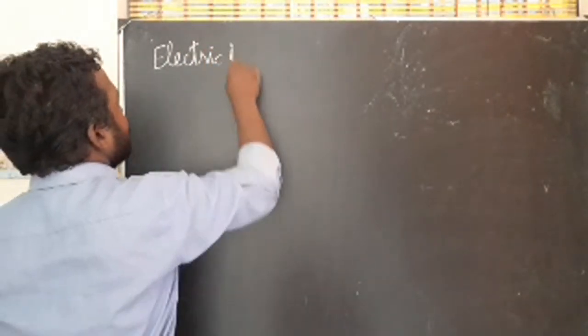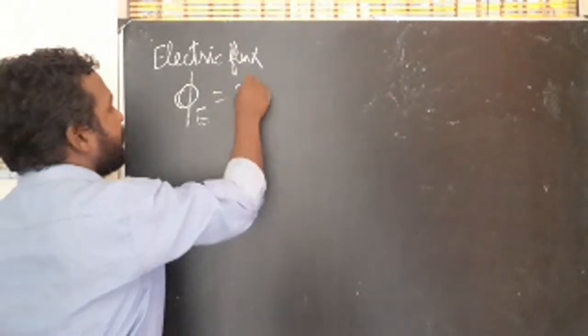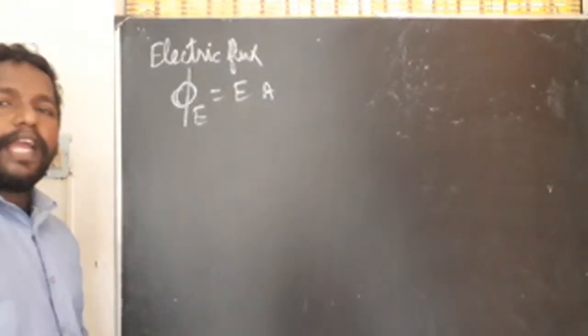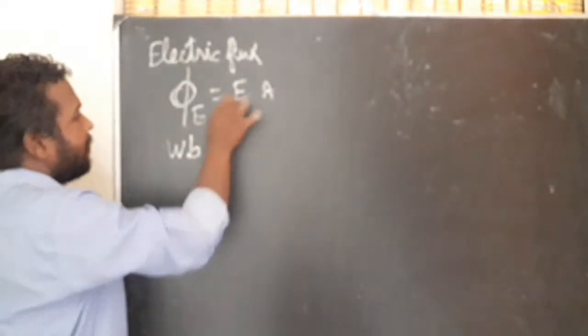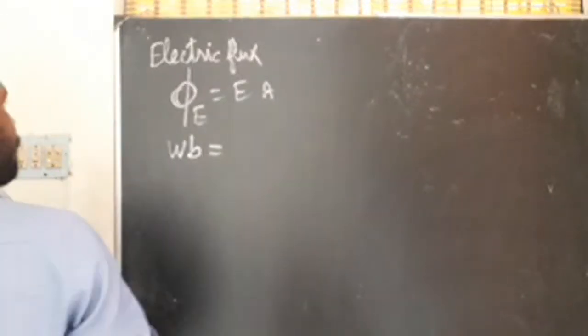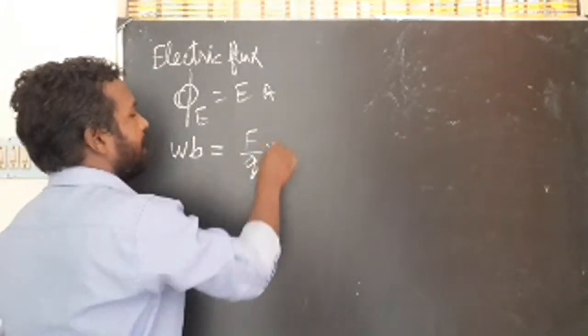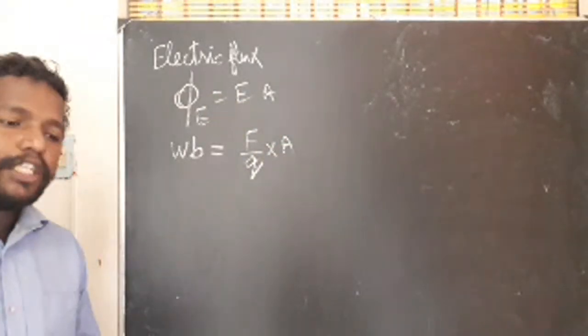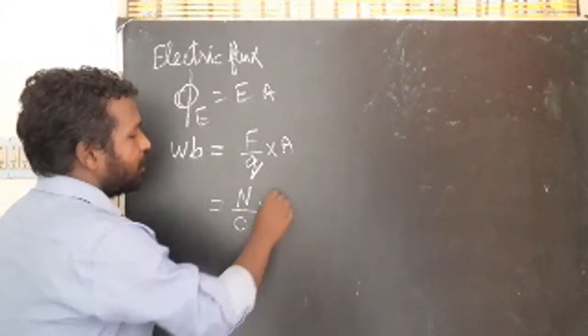Okay, next one, electric flux. The electric flux symbol we can write like this, which is electric field into area. The unit of flux will be Weber. Electric field is force per unit charge, into area. Force is Newton, charge is coulombs, area is meter square. So Newton by coulombs into meter square.